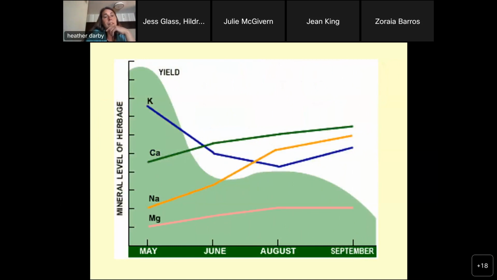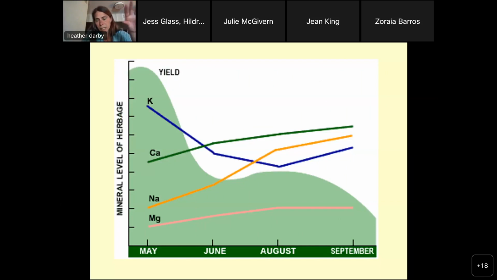So potassium is generally highest in the first graze or first cutting of forage, is what this graph is showing. And some of that has to do, especially in the Northeast, with freeze-thaw cycles and a lot of water and a lot of movement of potassium off from the exchange sites into the soil water. So we tend to have very high potassium levels in the spring, and those drop throughout the season.